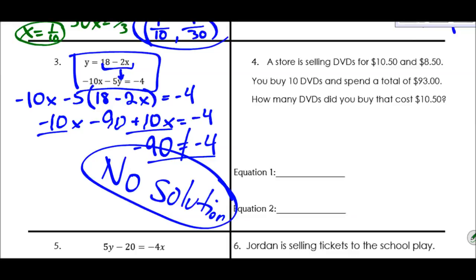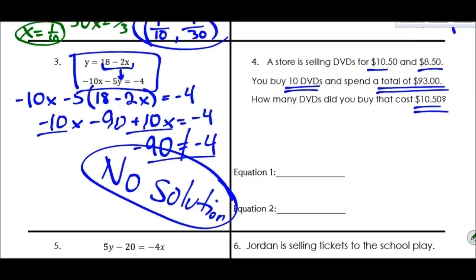Number 4, we have a word problem that we have to set up into a system of equations. So I'm just going to help you set it up, and then you can probably solve it on your own from there. A store is selling DVDs for $10.50 and $8.50. You buy 10 DVDs and spend a total of $93. How many DVDs did you buy that cost $10.50?